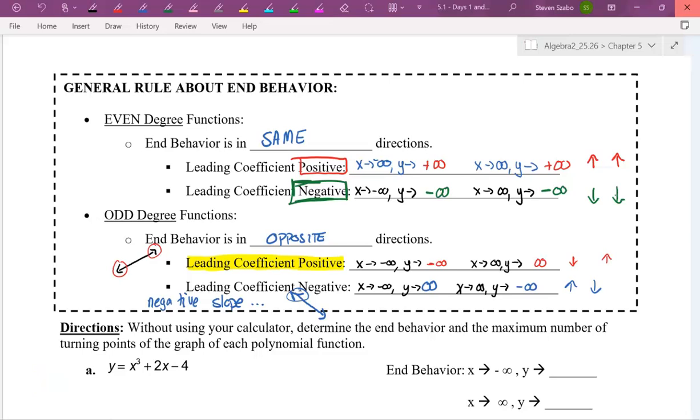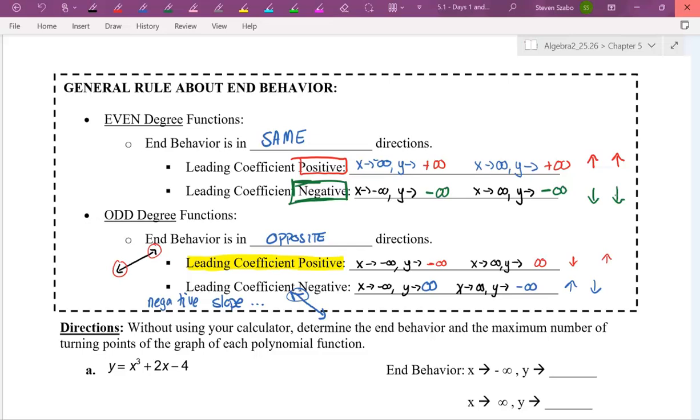I wanted to provide a short video, just first of all summarizing what we did in class and talking about end behavior for polynomials. So the quick summary is that if we have an even degree polynomial that has a leading coefficient that is positive, the end behavior is going up in both directions, or y is going towards infinity on the left and the right.